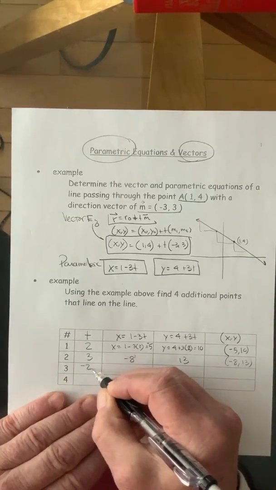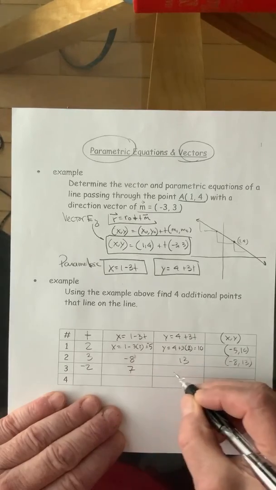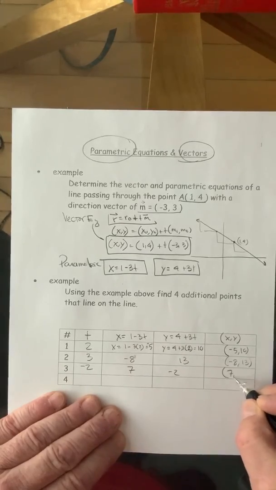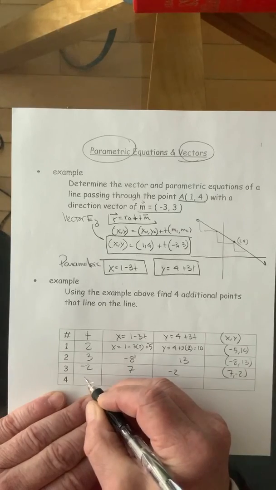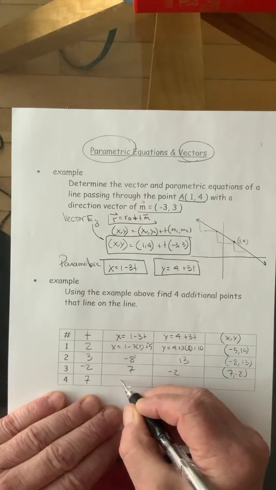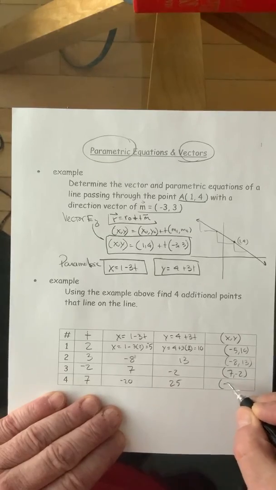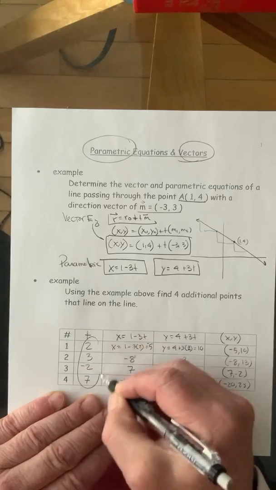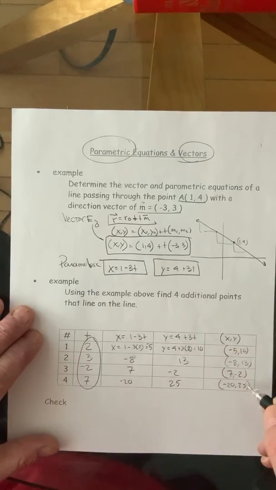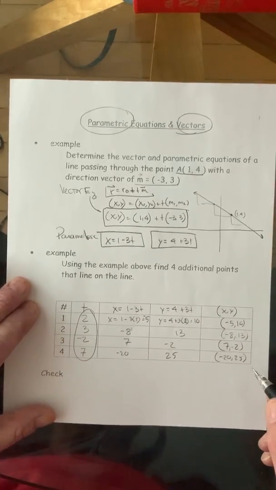If I picked -2, I would get 7 and -2. Then I picked 7, -20, 25. In fact, I could pick anything for t and I would get a bunch of points. Now I'm assuming they're all on the same line.